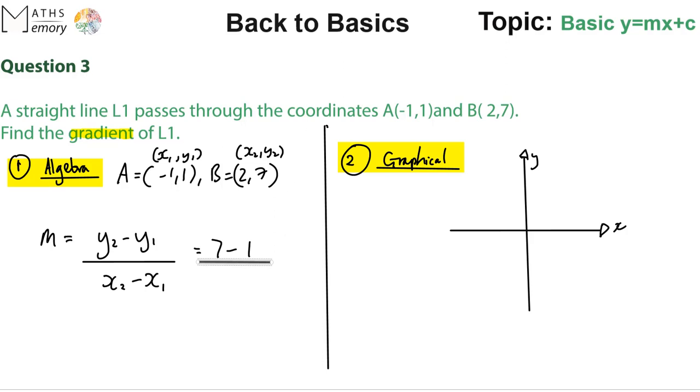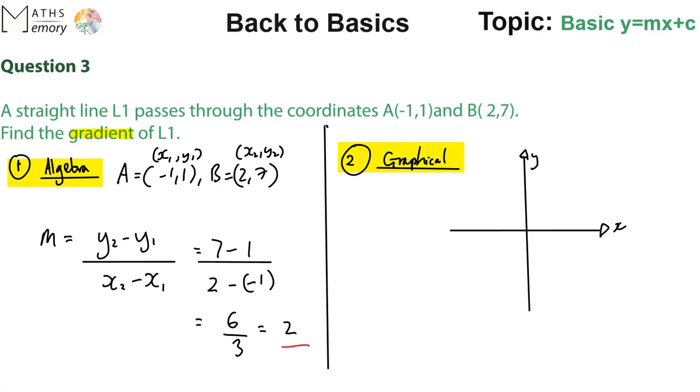So x2 in this case is going to be 2 minus 1. Look how we're doing the minus 1 here. Okay, if you understand this, 7 take away 1 obviously is 6 over 2 minus minus 1 makes a plus 3. Answer is 2. M is 2, or the gradient is 2, that's your final answer for this. And that's the way in the exam you should answer this kind of question over here.